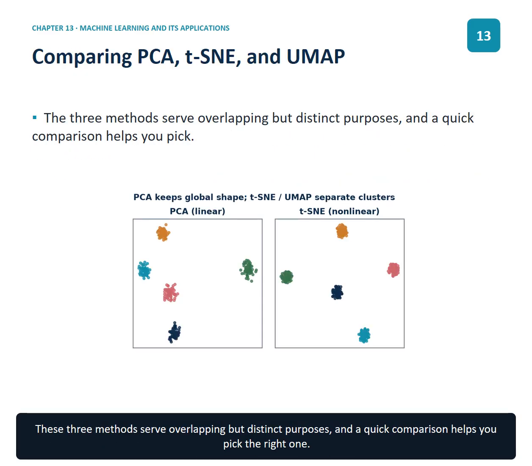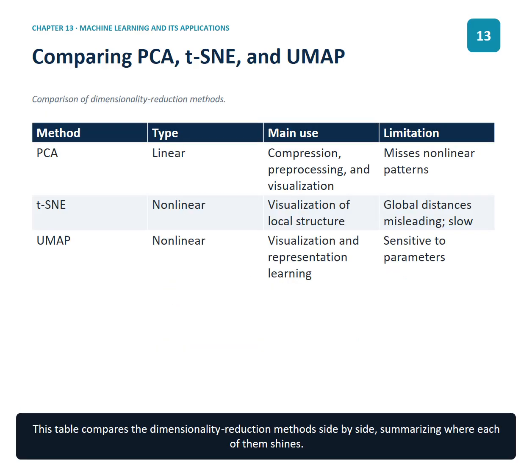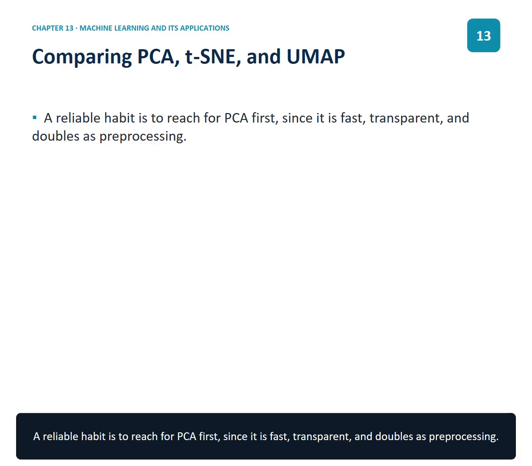These three methods serve overlapping but distinct purposes, and a quick comparison helps you pick the right one. This table compares the dimensionality reduction methods side by side, summarizing where each of them shines. A reliable habit is to reach for PCA first, since it is fast, transparent, and doubles as pre-processing.